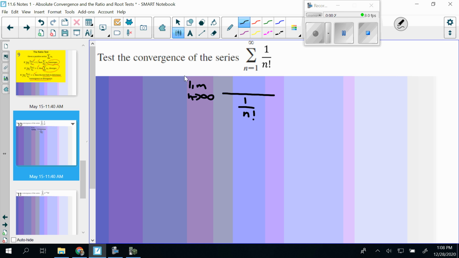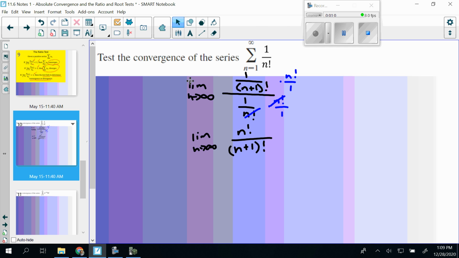On top, we want what would be the same series plus 1. So this would be 1 over n plus 1 factorial. To simplify that, let's multiply by the reciprocal here of our denominator. So on the bottom, these are going to cancel. So now we end up with, what's the limit as n goes to infinity of n factorial over n plus 1 factorial. Okay, how do we solve that out?